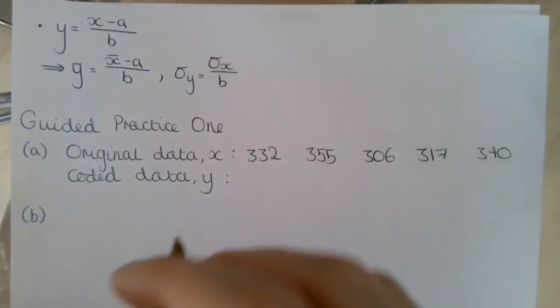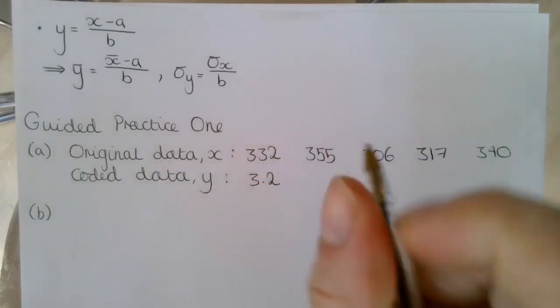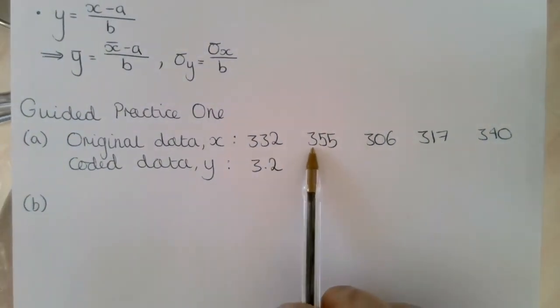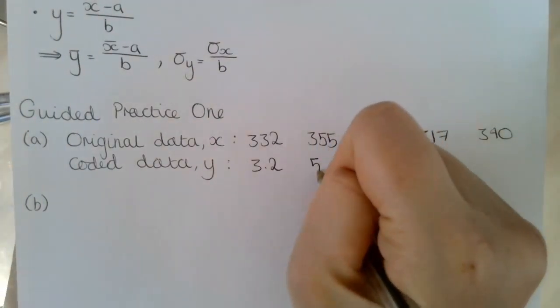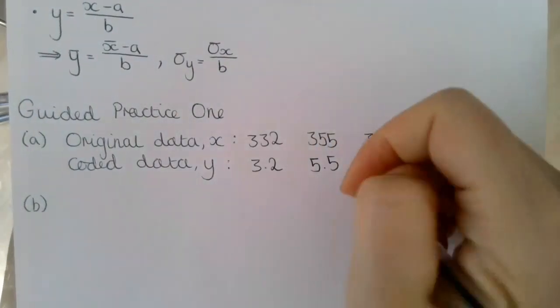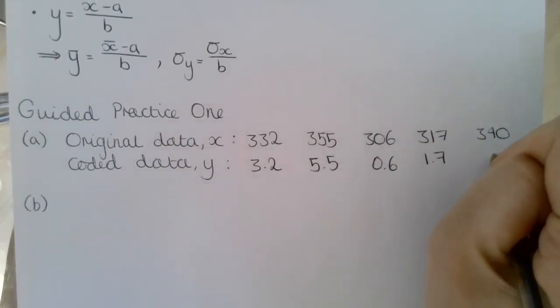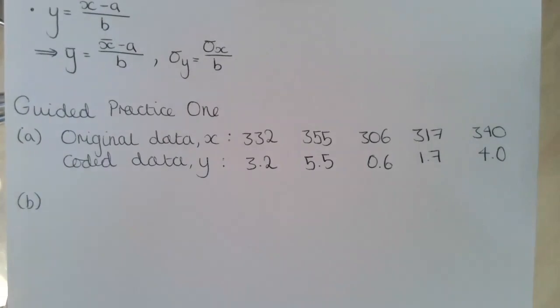32 divided by 10, that's 3.2. 355 subtract 300 is 55, and then dividing that by 10 we get 5.5. For this one we get 0.6, 1.7 and then 4.0.